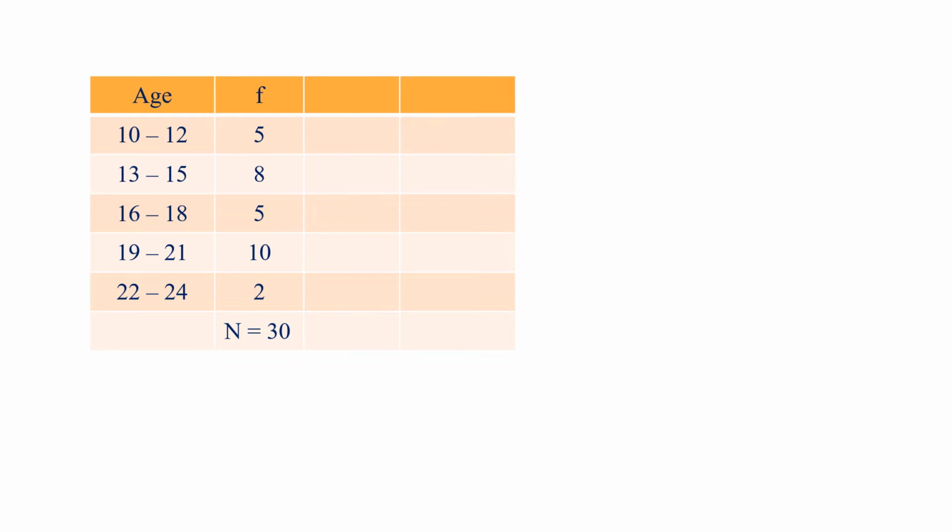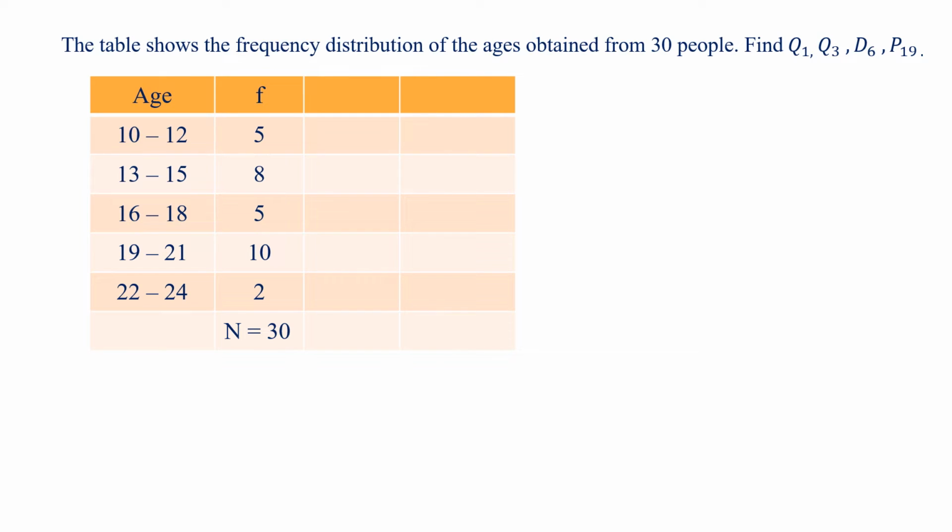Supposing we have this data, the table shows the frequency distribution of the ages obtained from 30 people. We need to find Q1, Q3, D6, and P19. In doing this, we need to fill in the table first. Under the third column, we have the CF. To start with, we have 5 plus 8 equal to 13, 13 plus 5 equal to 18, 18 plus 10 equal to 28, 28 plus 2 is equal to 30. So our n is equal to 30.